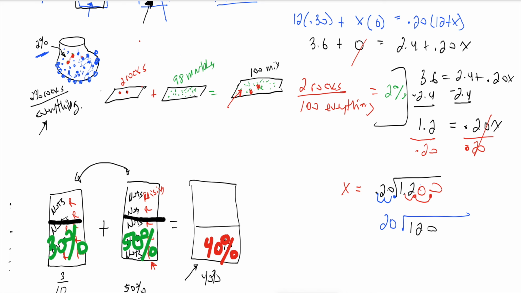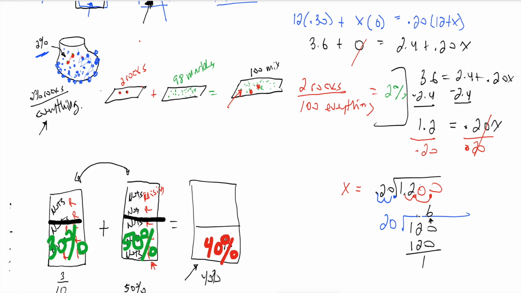Okay, so put the 6 here. And then 20 times 6 is 120. Technically the 6 goes here, because 20 can't go into 12. So 20 goes into 120, so the 6 goes here. And then there's no decimal, so it's 6.